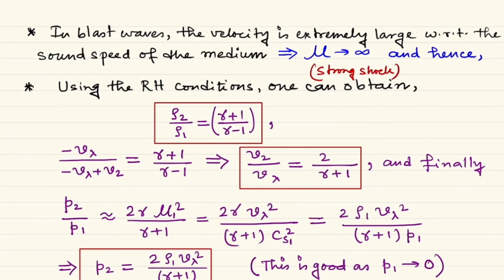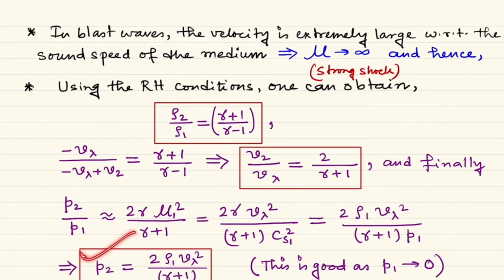Now cs1 squared is nothing but gamma p by rho if we are talking about a polytropic gas. Actually, we will take it later, we will see the adiabatic simply. So cs1 squared will be equal to gamma p1 by rho 1. If this is true, then you just put it here and you will see that p2 will be equal to 2 rho 1 v lambda squared by gamma plus 1.